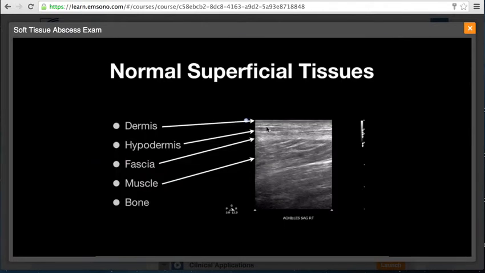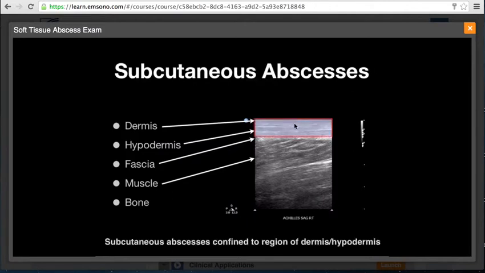The normal tissues are going to have the following layers. You're going to have the dermis here in the near field. You're going to have the hypodermis here. You're going to have the fascia. Deep to that, you're going to have the muscle. And then you're going to have the bone. We don't see the bone here, but we see the other layers: the muscle, fascia, hypodermis, and the dermis. The subcutaneous abscesses that we're going to be looking for are going to be confined to this region here of the dermis and the hypodermis.